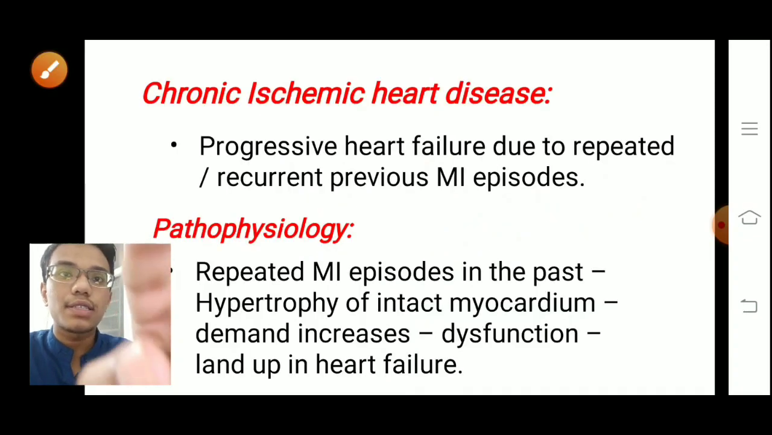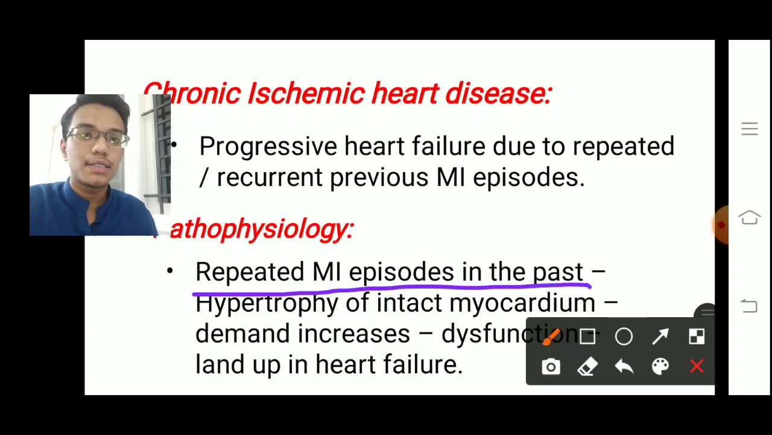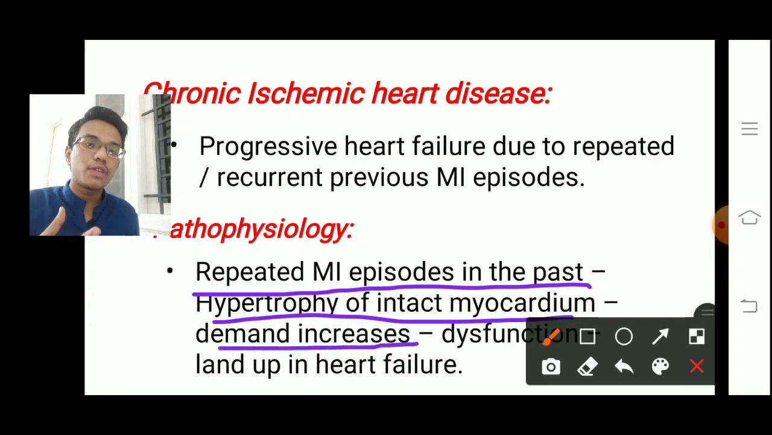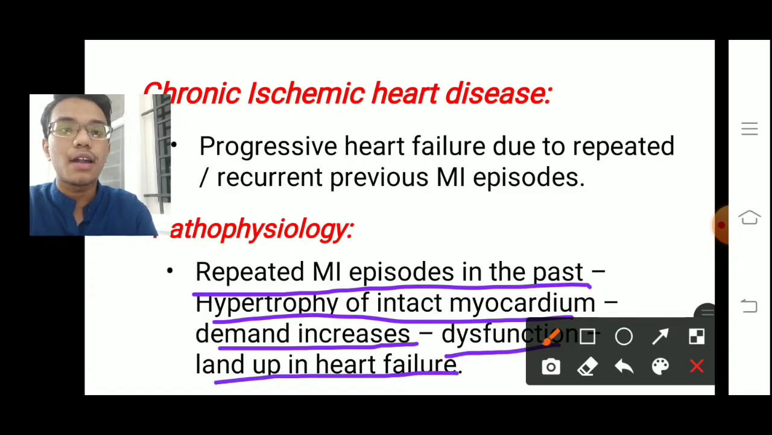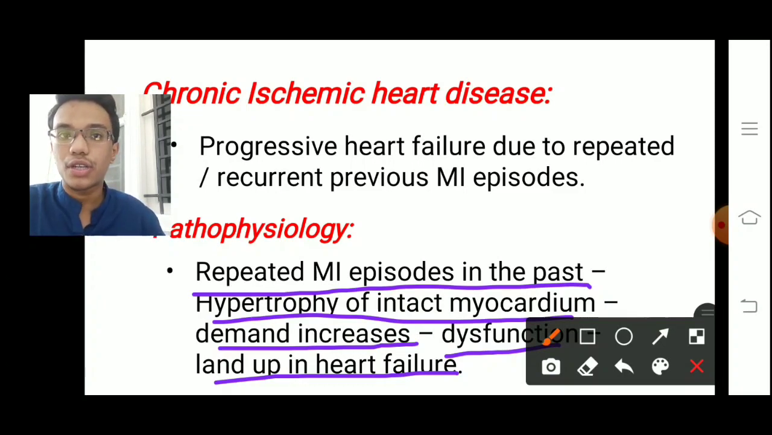Okay, so you can see here the pathophysiology: due to repeated MI episodes in the past, hypertrophy of the intact myocardium occurs, and so the demand perfusion mismatch, that means the demand of the heart increases but the supply is not increased. As these cardiac myocytes undergo dysfunction, the patient may land up in heart failure at a final stage. So chronic ischemic heart disease means he may develop heart failure, or progressive heart failure is occurring due to repeated or recurring previous myocardial infarction episodes.